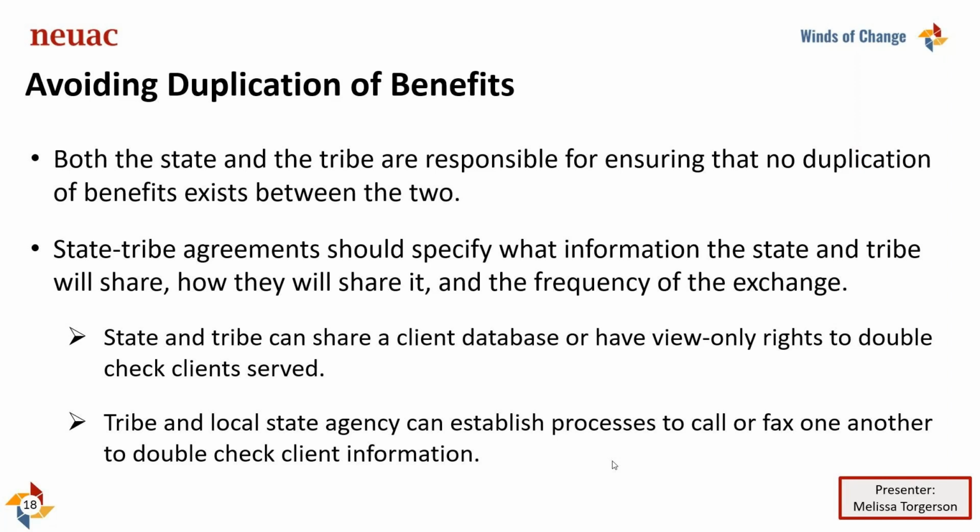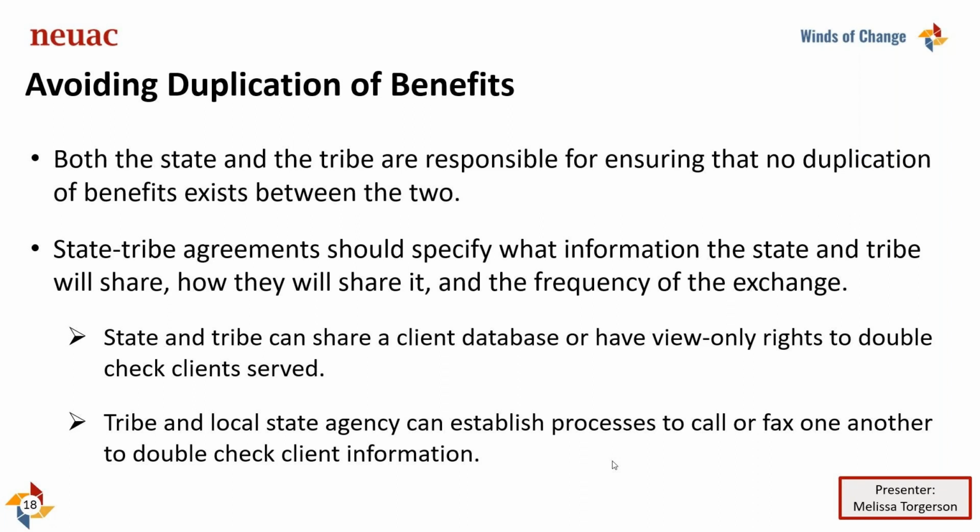This is a tough one. The state and the tribe are responsible for avoiding duplication of benefits. If I'm a tribal member and I walk into a tribal office, I should not be able to go into a state and get an additional benefit, and vice versa. So state tribal agreements should establish how you're going to avoid this. Now, there's different ways to do this, and I don't know if my friends are here from yesterday, but they were looking in the audience at me like, how are we going to do this? Because many states and tribes don't share data systems, and many don't want to, right? And I think that's an important point to make.